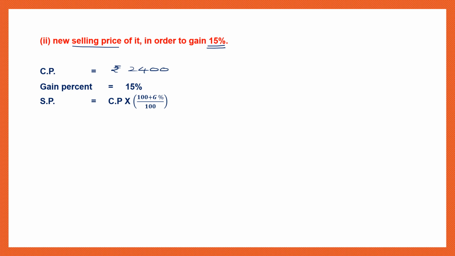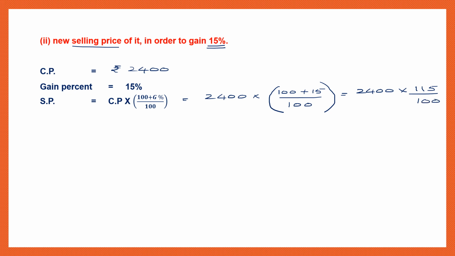So the formula will be cost price into 100 plus gain percent. So that will be cost price is 2,400 into, in brackets let's write 100 plus gain percent is 15 and this is divided by 100. So this is equal to 2,400 into 100 plus 15 is 115 divided by 100. So now let's cancel. I can cancel these two zeros and two zeros here. Now I have to multiply 24 into 115.